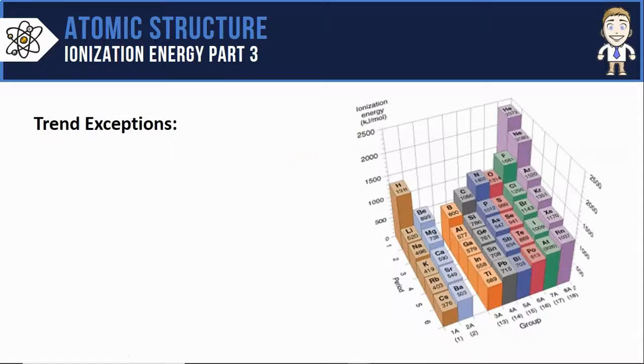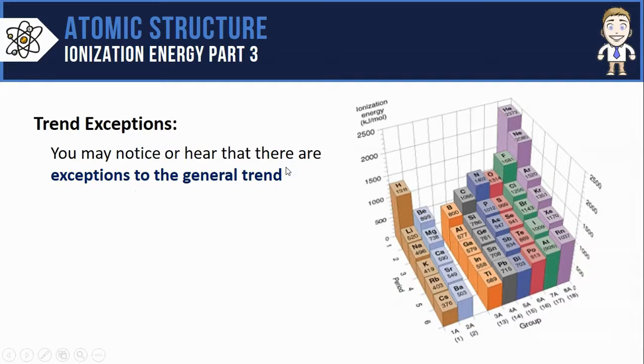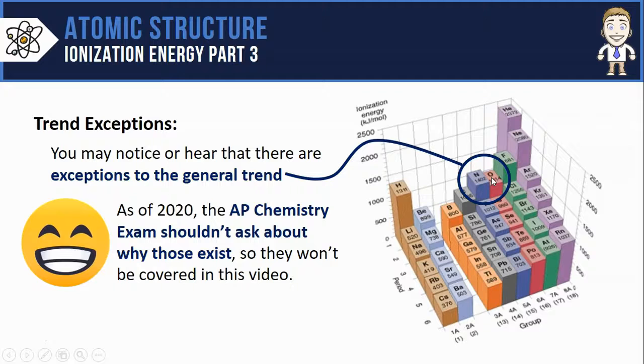So those are the general trends, but like always in chemistry, there's lots of exceptions, and you might already know about some of those. A common one is the increasing trend across this first row is true except for a slight decrease between nitrogen and oxygen. The good news is that as of 2020, the AP Chem exam shouldn't ask you about why those exist, so we're not going to cover them in this video.